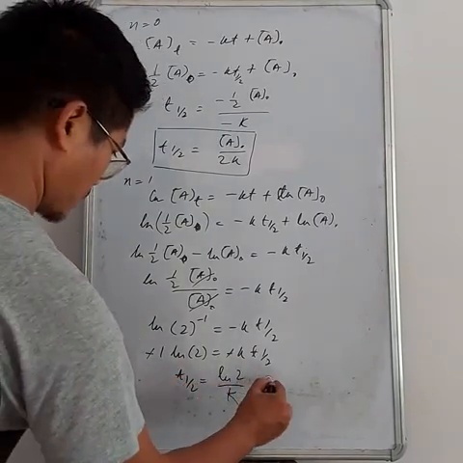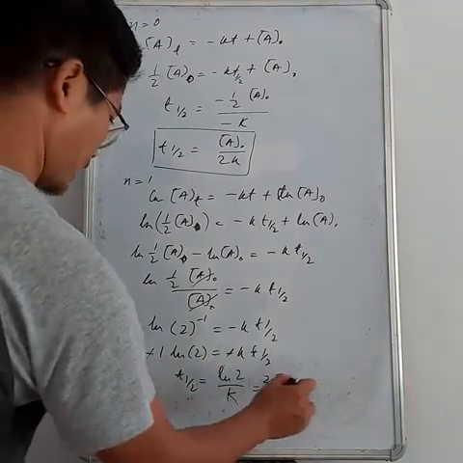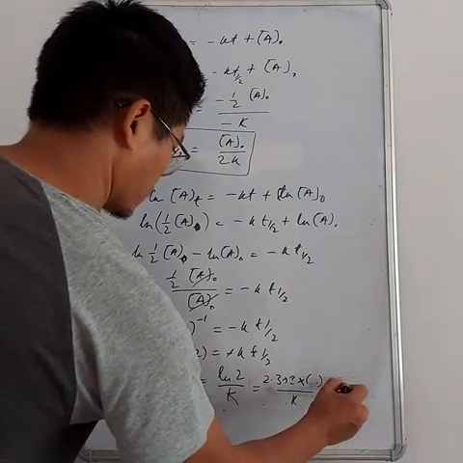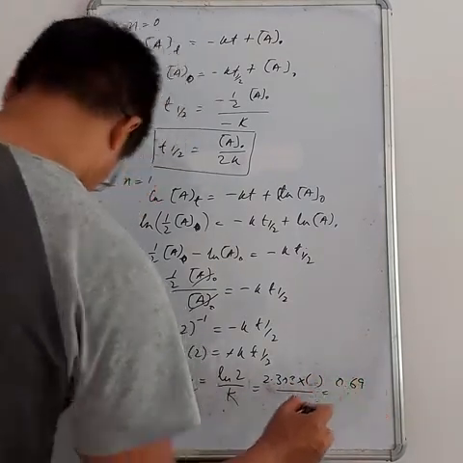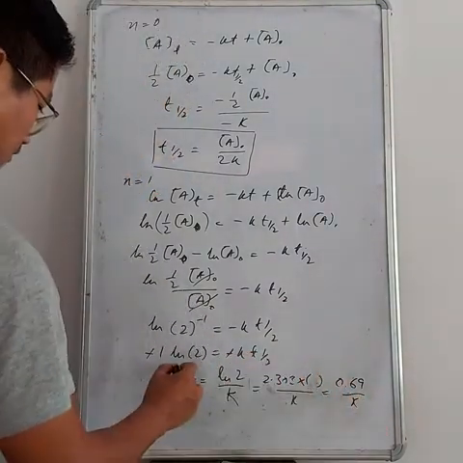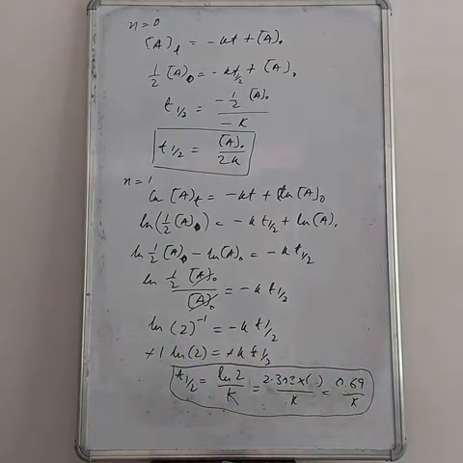So log 2 is 2.303 into the value of log 2. I forgot the value, but you get 0.69, I think, divided by k. So that is our final expression for the half-life of first order reaction.